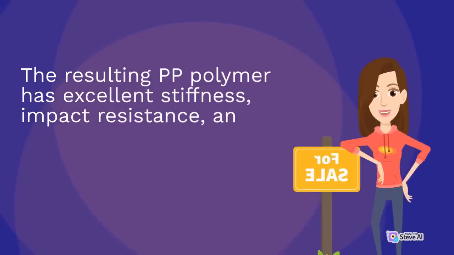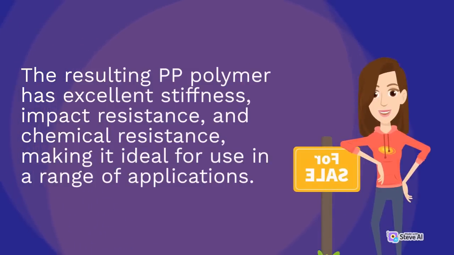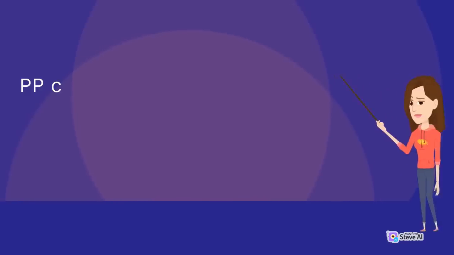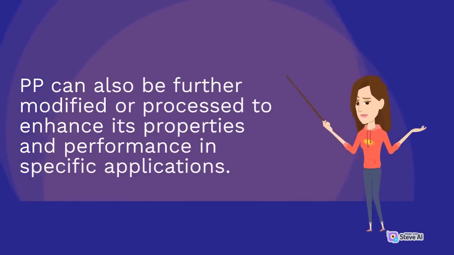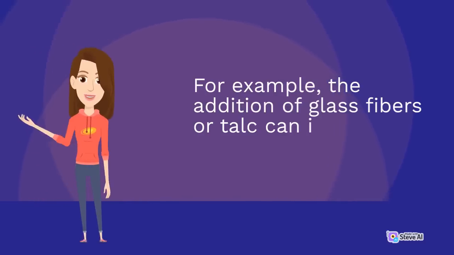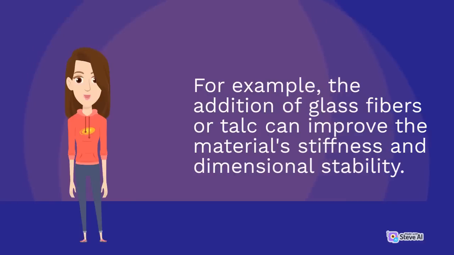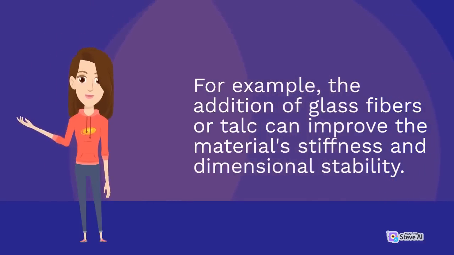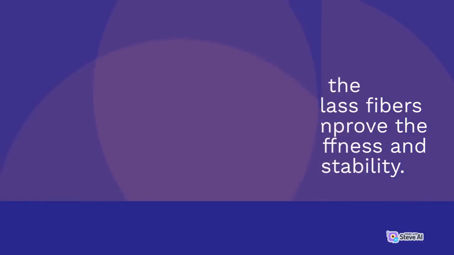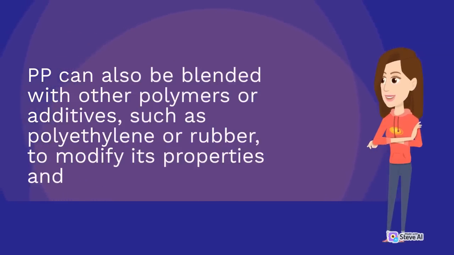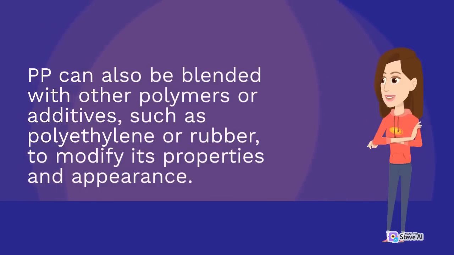The resulting PP polymer has excellent stiffness, impact resistance, and chemical resistance, making it ideal for use in a range of applications. PP can also be further modified or processed to enhance its properties and performance in specific applications. For example, the addition of glass fibers or talc can improve the material's stiffness and dimensional stability. PP can also be blended with other polymers or additives, such as polyethylene or rubber, to modify its properties and appearance.